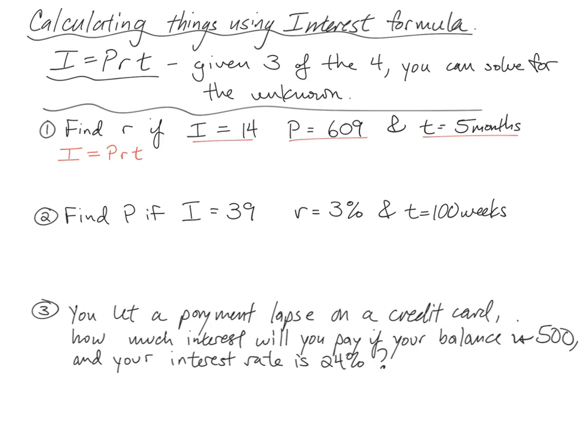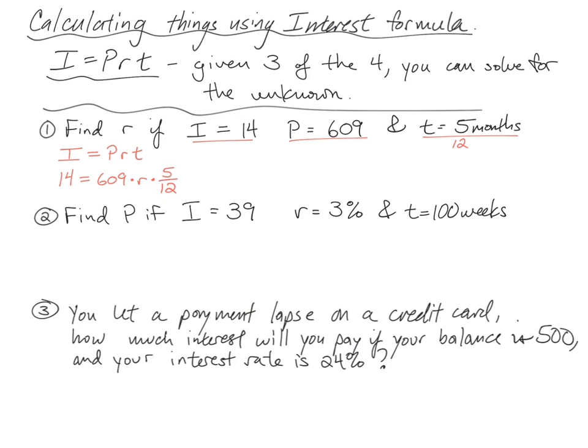So I know I, pretty simple, I is $14. We know P is $609. R is unknown. And T. Oh, before I can put T in here, I have to remember that T has to be in years. So we have to come over here to the 5 months and divide by 12 and just see if this fraction simplifies. And unfortunately, this one won't. So we just have to put 5 over 12 in here. So this fraction is generally a bother for most people.